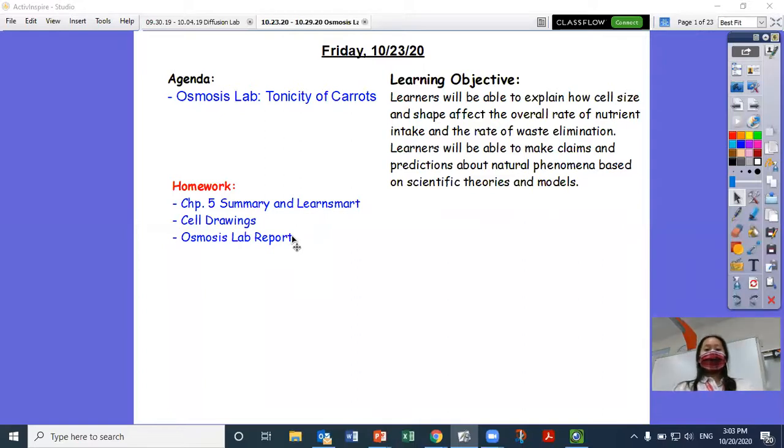So you have your learning objective, which is still learners will be able to explain how cell size and shape affect the overall rate of nutrient intake and the rate of waste elimination, as well as learners will be able to make claims and predictions about natural phenomena based on scientific theories and models, right? We're doing a scientific theory and model today.